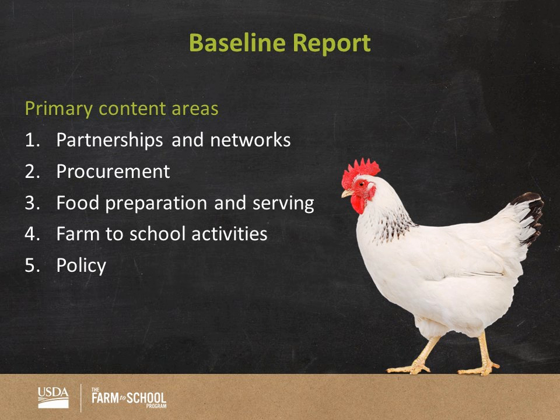So the baseline report covers 5 main content areas. We're interested in your partnership, your project network, who's involved. Very interested in procurement, local procurement, what local foods are being purchased and served. Interested in how things are being prepared and how they're being served. Bullet number 4 here is the wide world of farm-to-school activities. That encompasses many, many different types of things. We'll get a little into that in a minute.